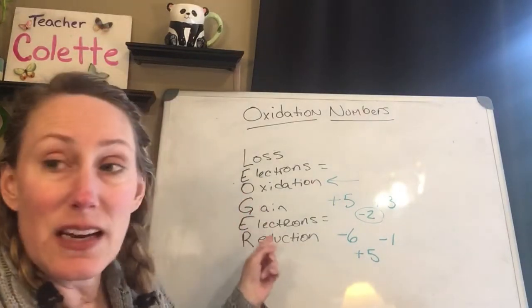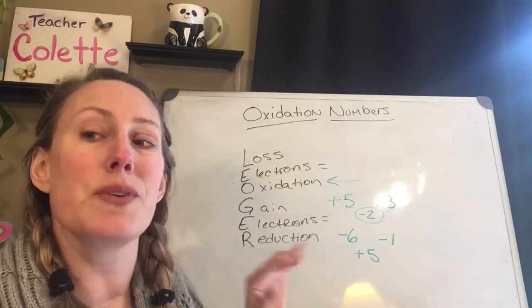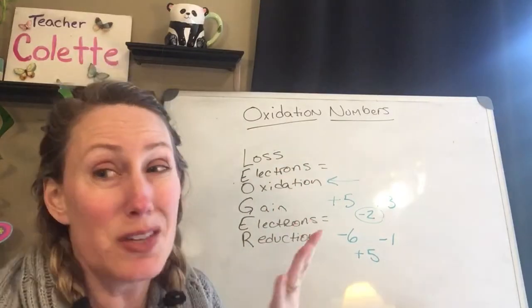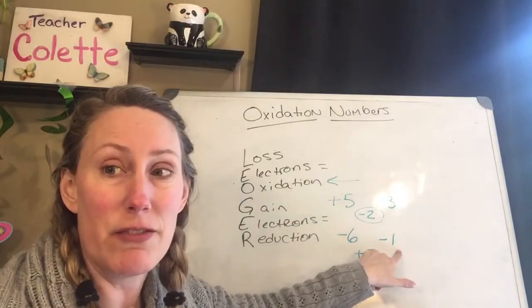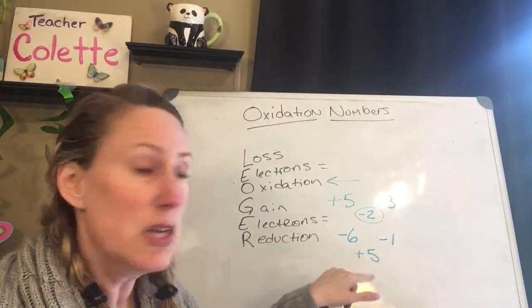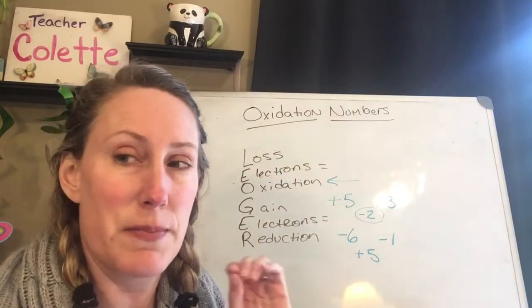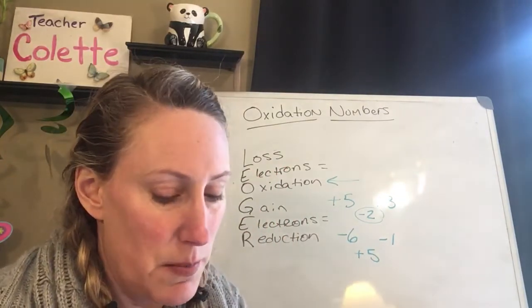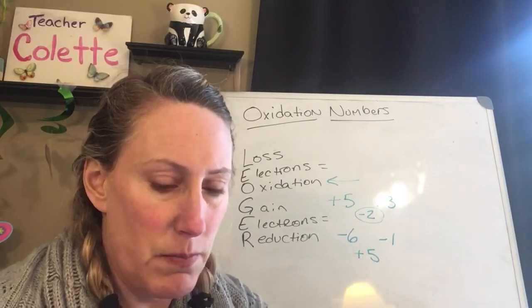When you gain electrons, you get more negative. When you lose electrons, you get more positive. But you can still be negative. If you were really negative and you lost some electrons, you're still negative, but you might still be oxidized. It just depends on how many electrons are participating in the transfer. Okay.